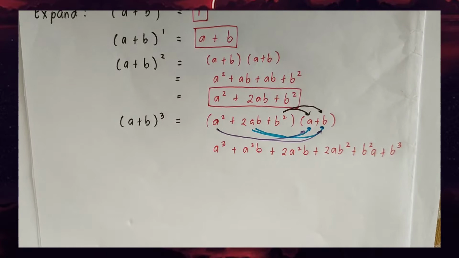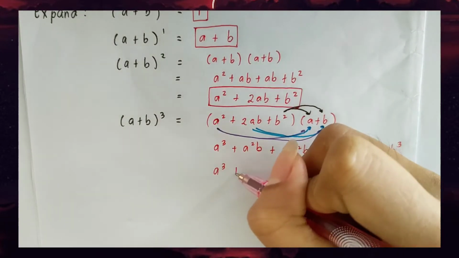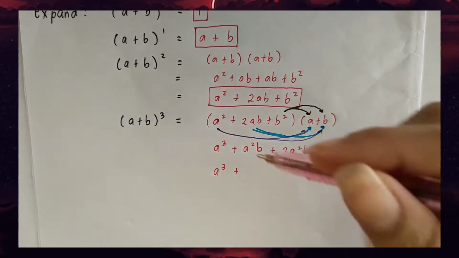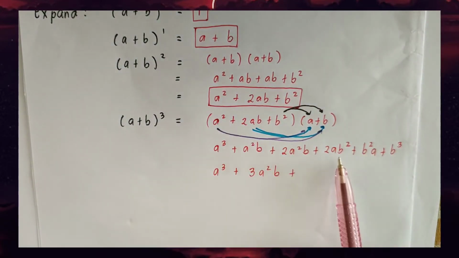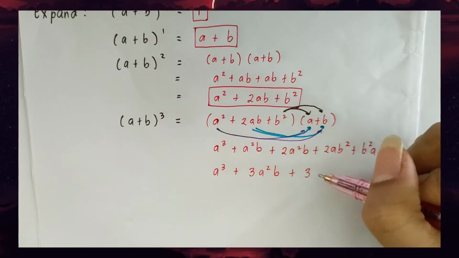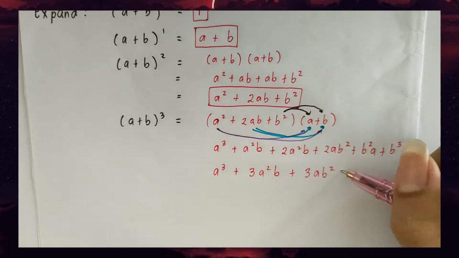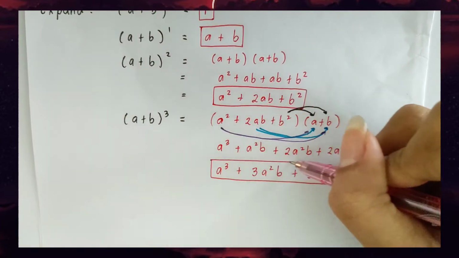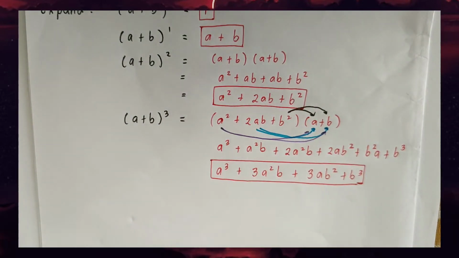Now let us combine like terms. So copy a cubed plus a squared b plus 2a squared b. They are similar, so we have here 3a squared b plus 2ab squared, and b squared a is also the same, so we have plus 3ab squared. And of course, copy b cubed. This is now our answer for the quantity of a plus b cubed.